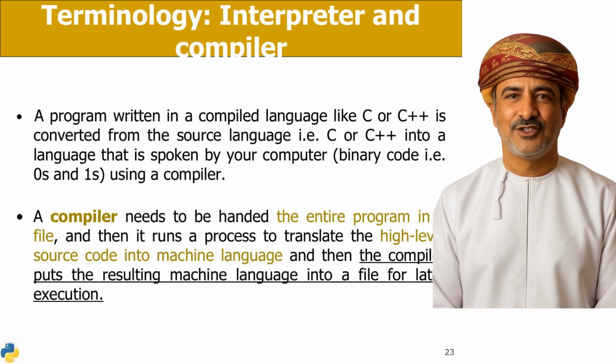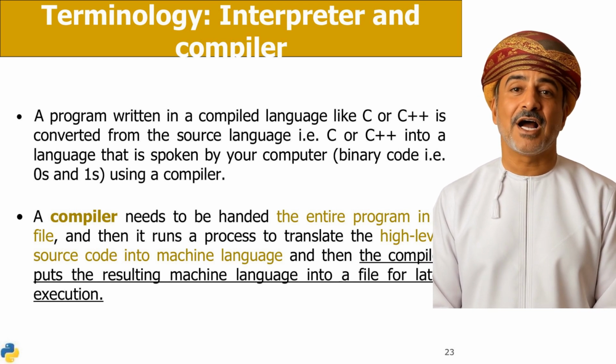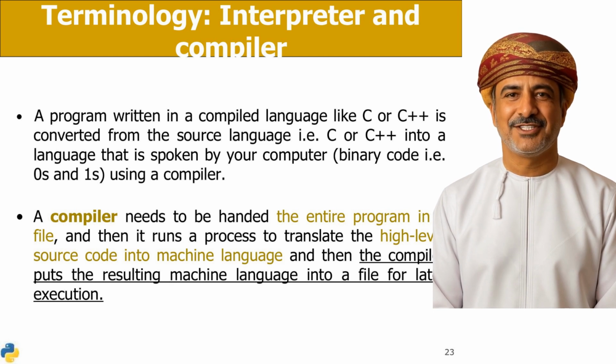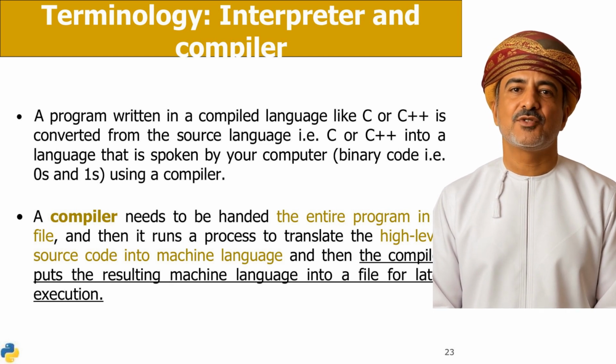Compiled languages like C or C++ use a compiler to convert source code into binary code, which computers understand. This process requires the entire program to be compiled at once, producing a machine language file for execution. This contrasts with interpreters, which process code line by line.